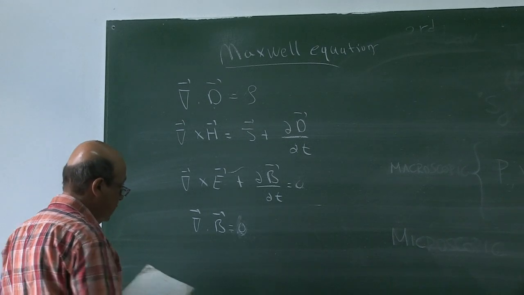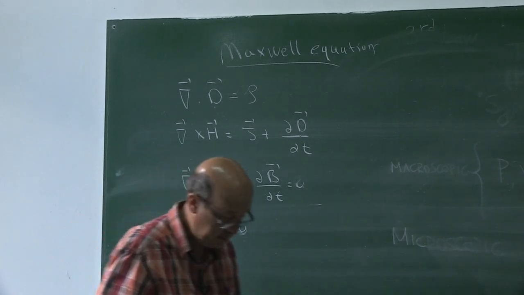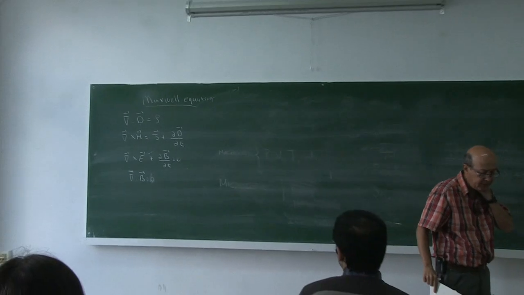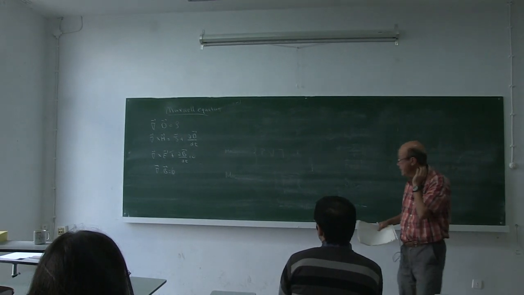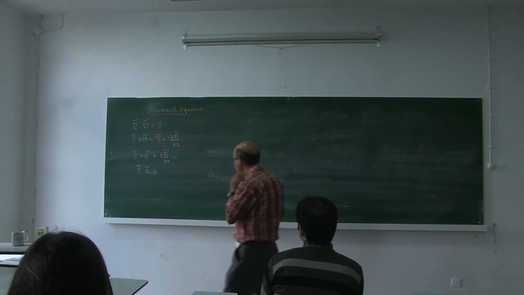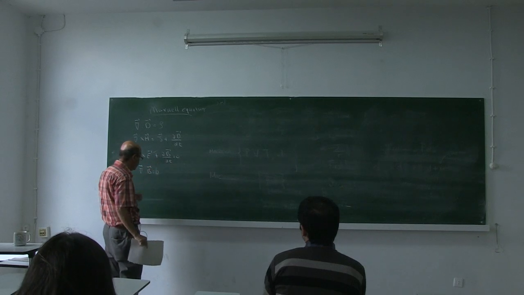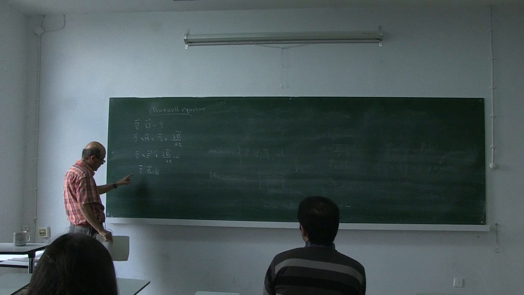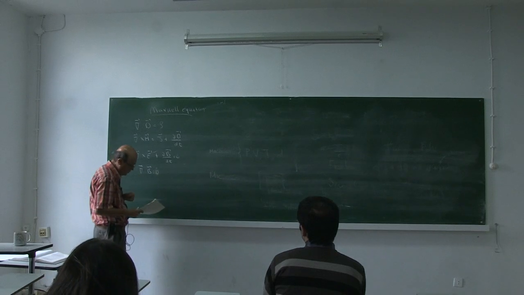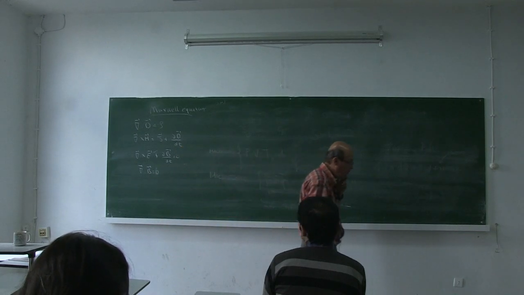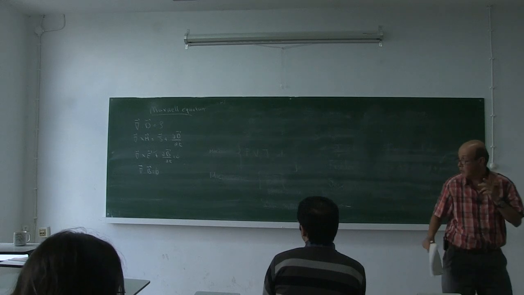Faraday's law relates the change of the magnetic flux density with the electric field, or electromotive force. In differential form, that is curl of E plus del B over del t is equal to 0. And the last equation tells you that del dot B is equal to 0. That means there are no magnetic monopoles.